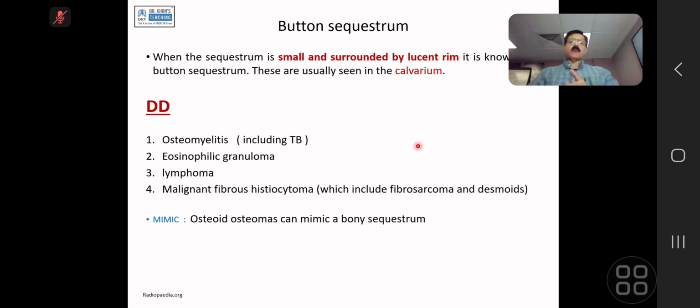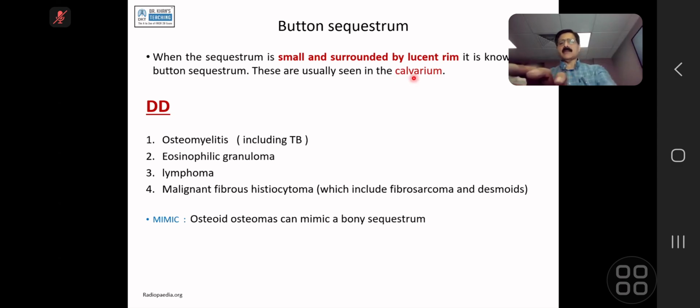Okay, from here, we come to an exam term, which is known as button sequestrum. This is very important for the exam. What is a button sequestrum? It is basically a small sequestrum surrounded by a lucent rim, commonly seen in the calvarium, but can be at other places.